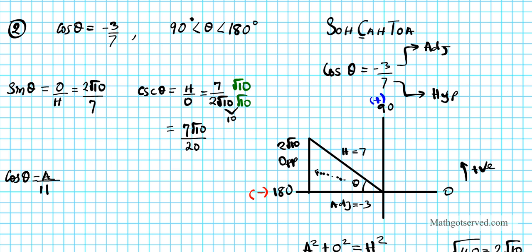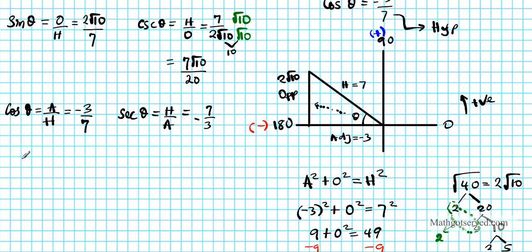Now cosine theta is adjacent over hypotenuse. The adjacent is -3, the hypotenuse is 7, so it's going to be -3 over 7. We already knew that from the problem. Its reciprocal is secant. Secant theta is hypotenuse over adjacent, which is 7 over -3. I can put the negative here. And then the last two, tan and cotangent.